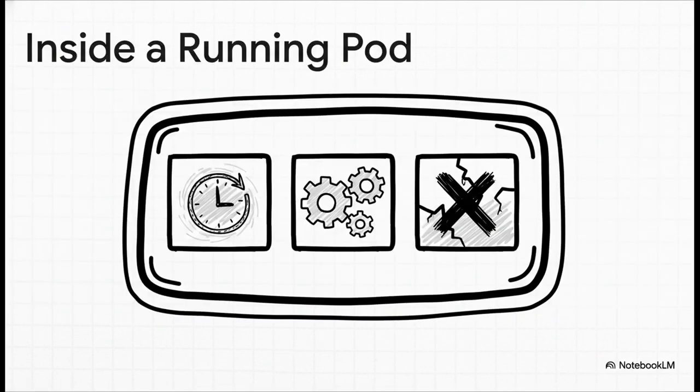Now, let's zoom in a little. Even when the pod is in that running phase, the containers inside it have their own little statuses. A container could be waiting, maybe it's busy pulling down a big image. Hopefully it's running, just humming along doing its job. Or it might be terminated, which means it either finished what it was doing or it crashed. Kubernetes is keeping an eye on all of this all the time.